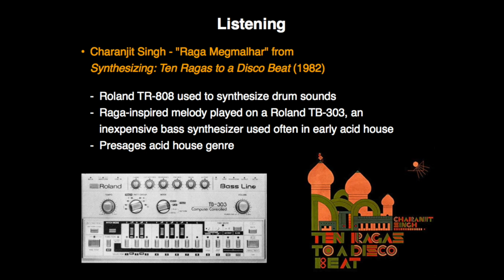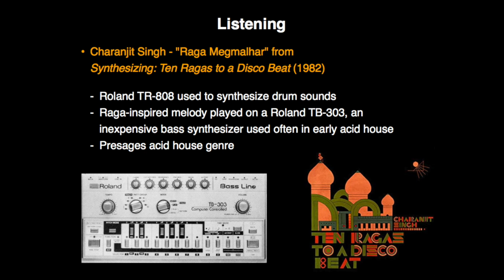He also used, in addition to the 808, the TB-303, which is also made by Roland. It was sort of a complementary bass synthesizer that was relatively inexpensive and was used often in early acid house music. And what's cool about this record is that Charanjit Singh is in India at the time, and he's making this music which is kind of inspired by Indian raga practices.